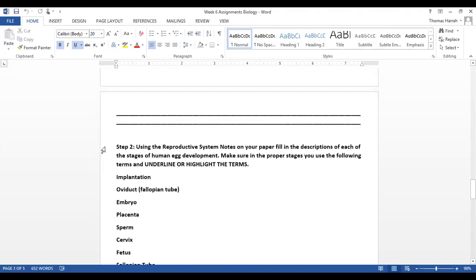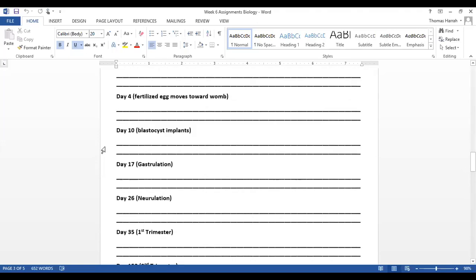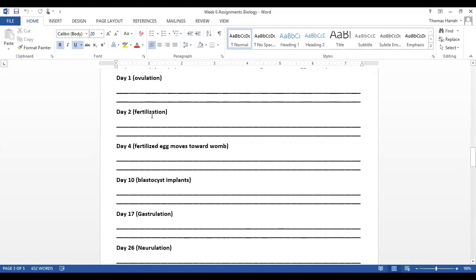Then step 2, using the reproductive system notes that are at the end of this video, fill in on your paper the descriptions of each of the stages of human egg development. So you're going to look at the notes toward the end of this video, and you'll use the notes to fill in the description of each of these stages on your paper.